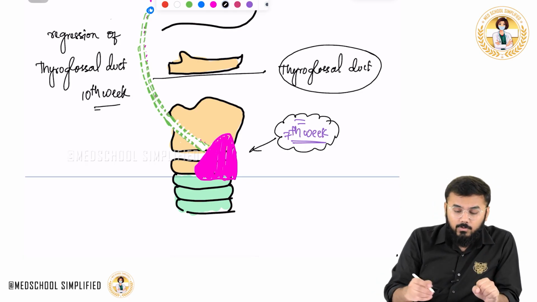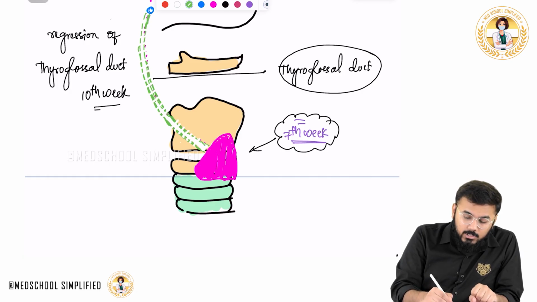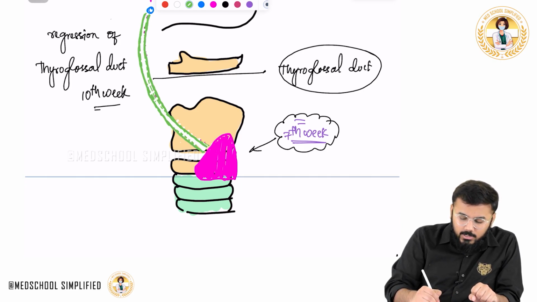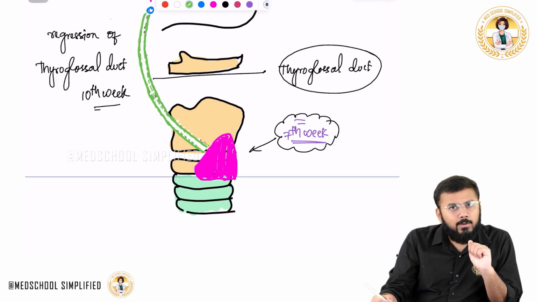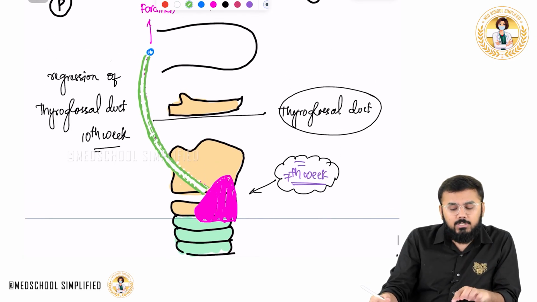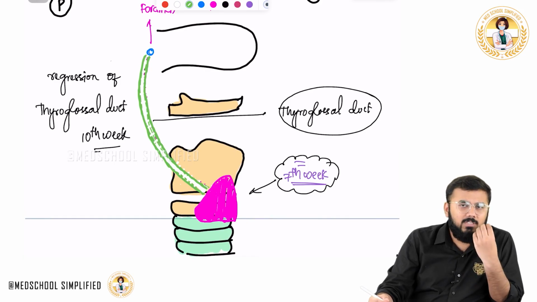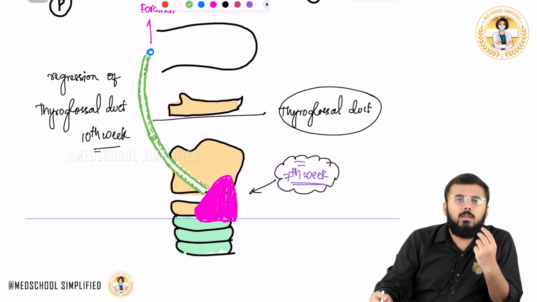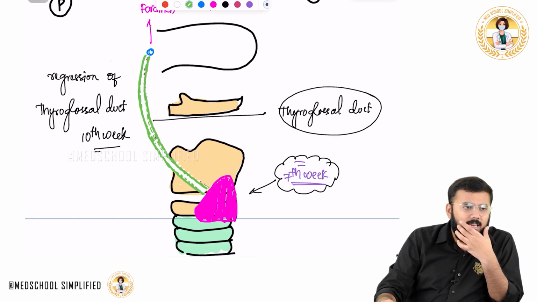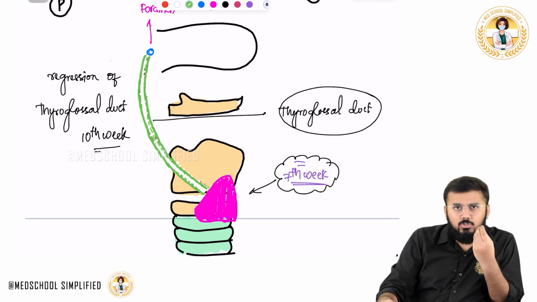But in some patients, this thyroglossal duct will not regress. You see, this is a thyroglossal duct like this, and it will not regress. So when it does not regress, what will happen? Within the tongue, beneath the tongue, right and left, everywhere you have glands: submandibular glands, sublingual glands, salivary glands, the parotid gland. So all of them secrete their secretions onto the tongue.